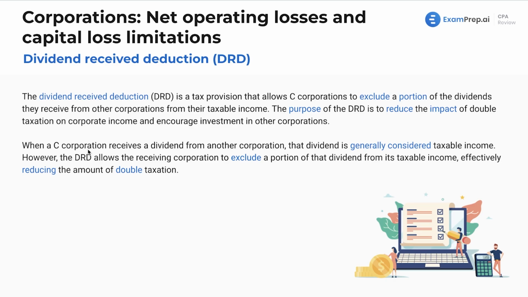Even if you're a not-for-profit organization, a tax-exempt org, it's considered taxable, but then because of the organization you don't pay taxes on it. But overall, dividends are taxable income. However, the DRD allows the receiving corporation to exclude a portion of that dividend from its taxable income, effectively reducing the amount of double taxation, which is great. We're going to have some thresholds to memorize. This is super important for the exam, so make sure you know it.